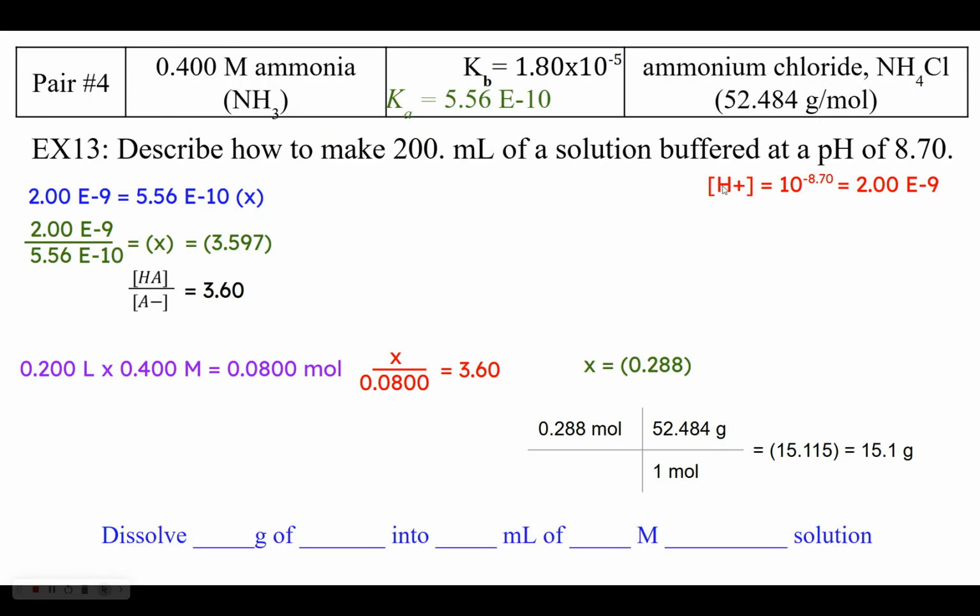And then putting it all together into our structured response, and you can say this in different orders and different ways as long as you get all this information in it. We're going to dissolve that 15.1 grams of our ammonium chloride into the 200 milliliters of our 0.4 molar ammonia solution. And that is how we would make our buffer at 8.7 if we needed 200 milliliters of it. So hopefully that's really not too bad. There are a lot of little details, but it really just comes down to doing that algebra, solving with the equation of your choice, and making sure you can remember the type of information you need to make a buffer: the amount of your acid and conjugate, or your base and its conjugate. But that's it.